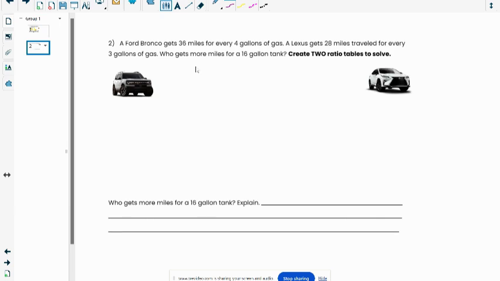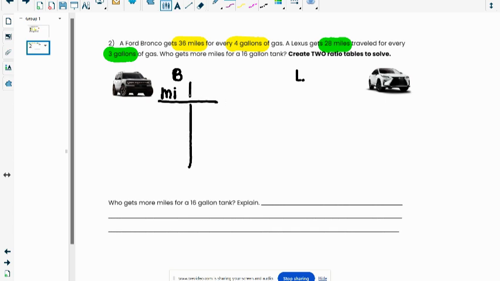A Ford Bronco gets 36 miles for every 4 gallons of gas. A Lexus gets 28 miles for every 3 gallons of gas. Who gets more miles for a 16-gallon tank? So we're talking about gas tanks in cars. We've got our Ford Bronco and our Lexus. The Bronco is going to need its own ratio table, and so is the Lexus. We have, let me get my highlighter, 36 miles for every 4 gallons. And then the Lexus gets 28 miles for every 3 gallons. So highlighters can be super helpful when we're doing ratio table problems, especially when there's a lot of important information in here. Our labels are going to be miles and gallons.